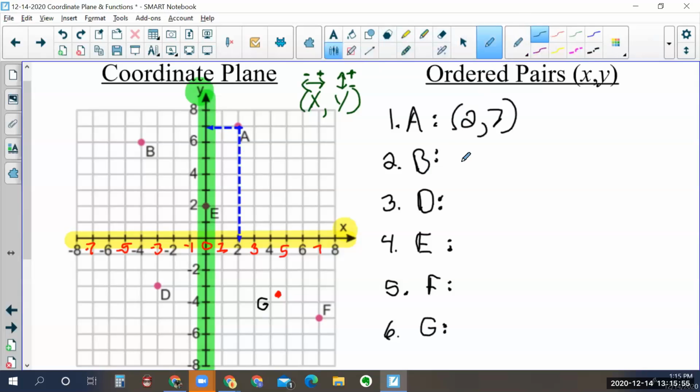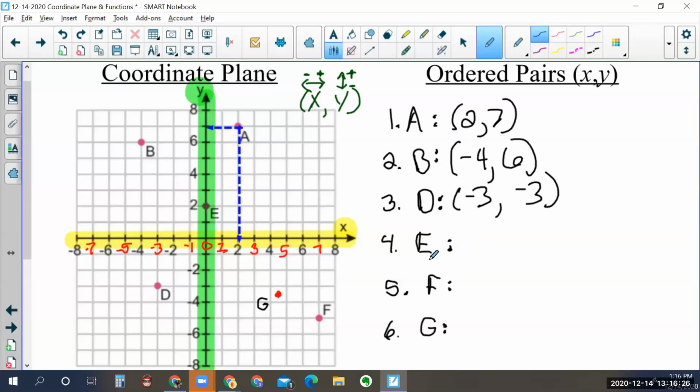So I'm going to run through B and D, but then we'll take a little bit closer look at E. And if you've got questions about B or D, please ask. B is over here at -4, +6. So an x value of -4, a y value of +6. D is down here with an x value of -3 and a y value also of -3. So -3, -3.